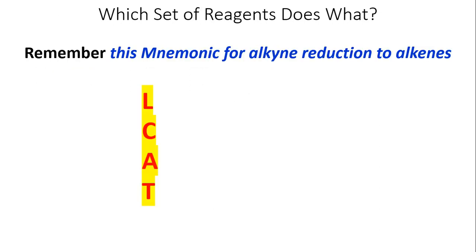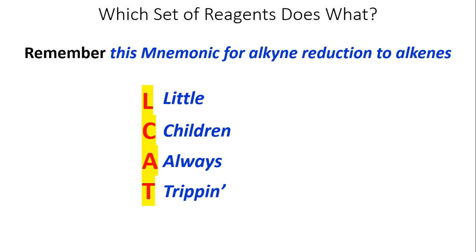And so how do I remember which one does which, right? It's a fairly simple mnemonic, LCAT, right? To remember this is little children always tripping. I know it sounds crazy, but it'll help you remember. Mnemonics are very effective at helping you remember certain things, committing them to your long-term memory, right? So this mnemonic for alkyne reduction, LCAT, little children always tripping.